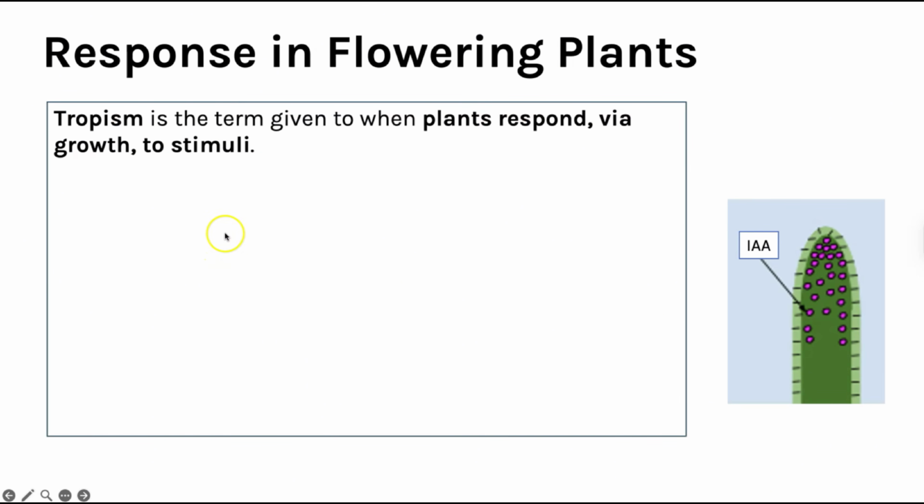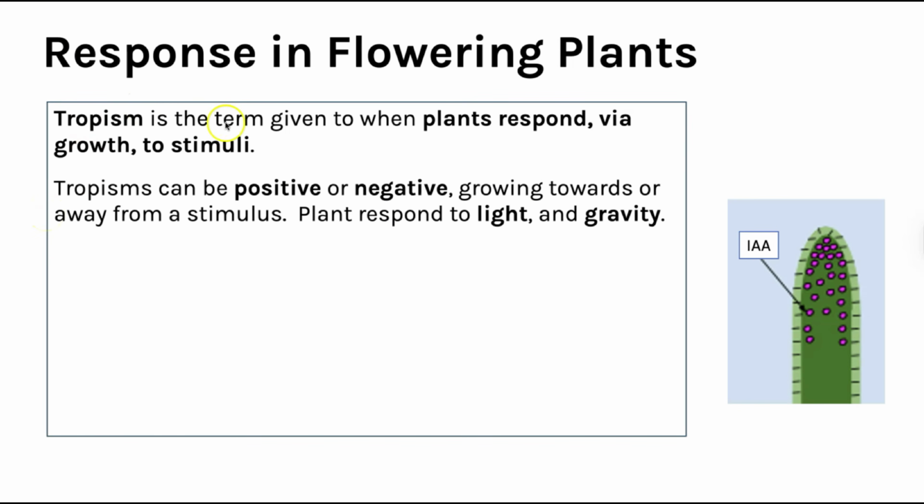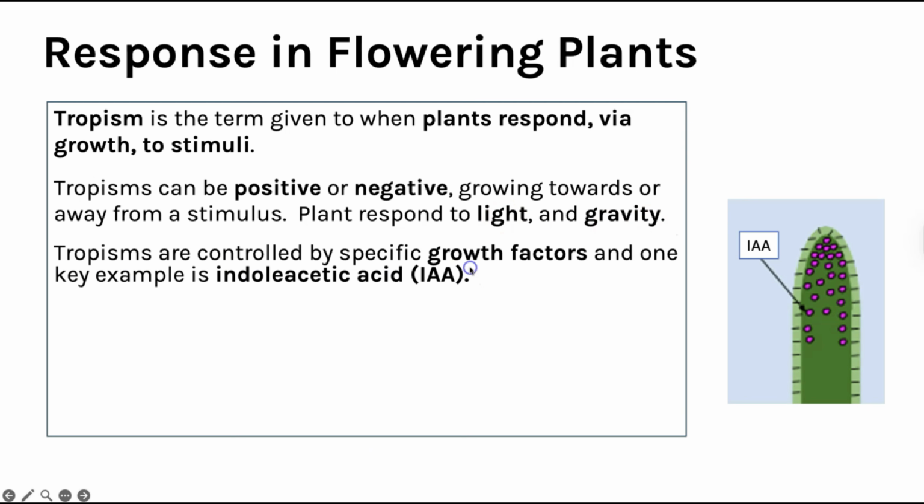So for plants, there is a response as well. And we begin by looking at tropisms, which is the term given to when a plant responds to a stimulus, and they respond via growth to that stimulus. A positive tropism means that the plant would be leaning towards or growing towards the stimuli. Negative means moving or growing away from it. And the 2 that you learn about are the stimulus of light and gravity.